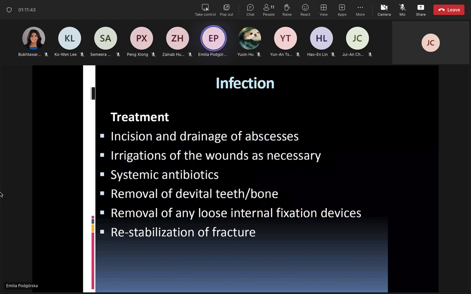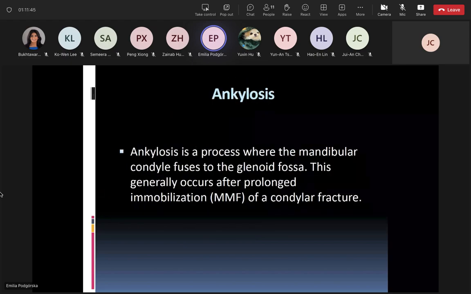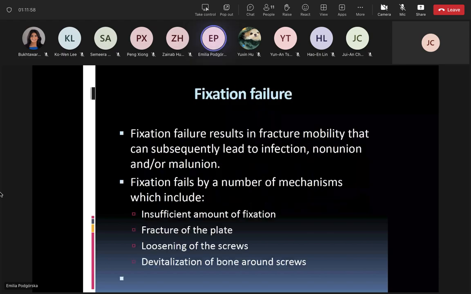Ankylosis is a condition where the mandibular condyle fuses into the glenoid fossa. It generally occurs after inadequate management of the condylar fracture. Fixation failure results in fracture mobility that can subsequently lead to infection and non-union. Fixation failure is caused by a number of factors, which include insufficient amount of fixation, fracture of the plate, loosening of the screws, and resorption of bone around screws.